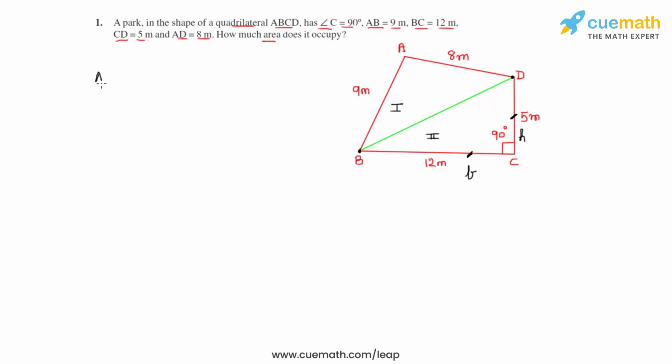So the area of triangle BCD can be directly found by making use of the formula half into base into height. Let's substitute the values. So we get 1 by 2 times 12 meters times 5 meters. That on calculation gives us that the area of triangle BCD equals 30 meters square.